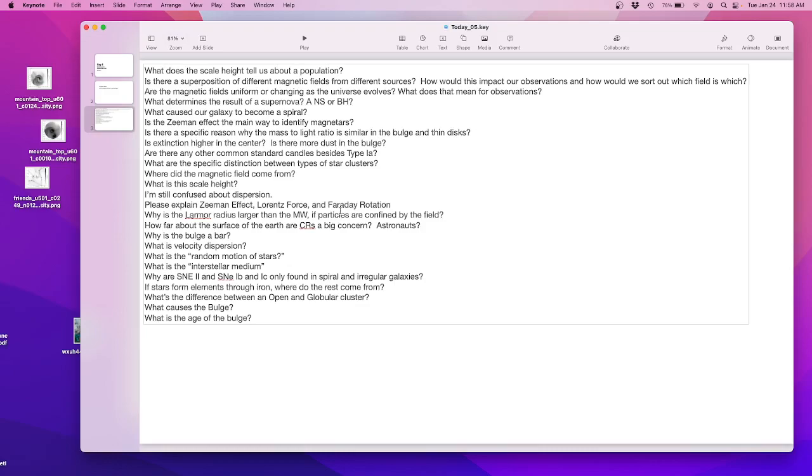What is velocity dispersion? I'll talk more about that in a minute. And what is the random motion of the stars? It's the random motion of the stars.